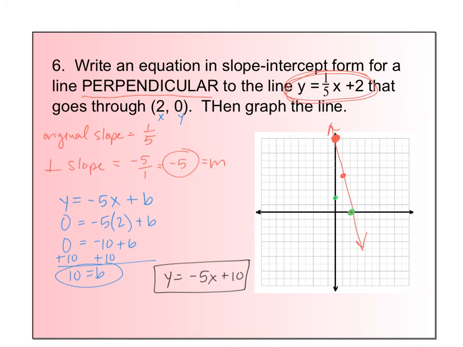So here's 2, my y-intercept, and then I would go up 1 over 5. So imagine this line. Do they look like they would be perpendicular? They do, don't they? I think they do. So yes, the red line is our graph.